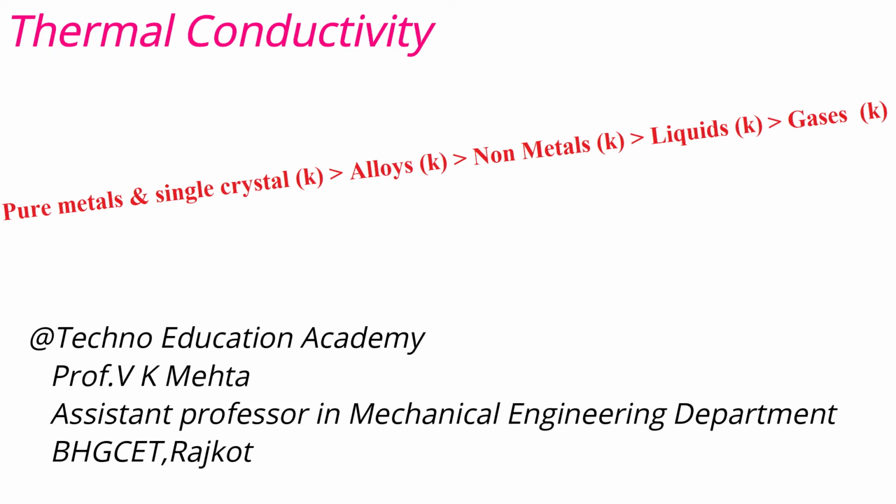Its thermal conductivity is less than pure metals or crystals. Then after that, the sequence is non-metals and liquids, and the lowest thermal conductivity is in the case of gases. So here you can see that they are arranged in descending order of thermal conductivity. Highest are pure metals or single crystals, and the lowest thermal conductivity we find in gases.